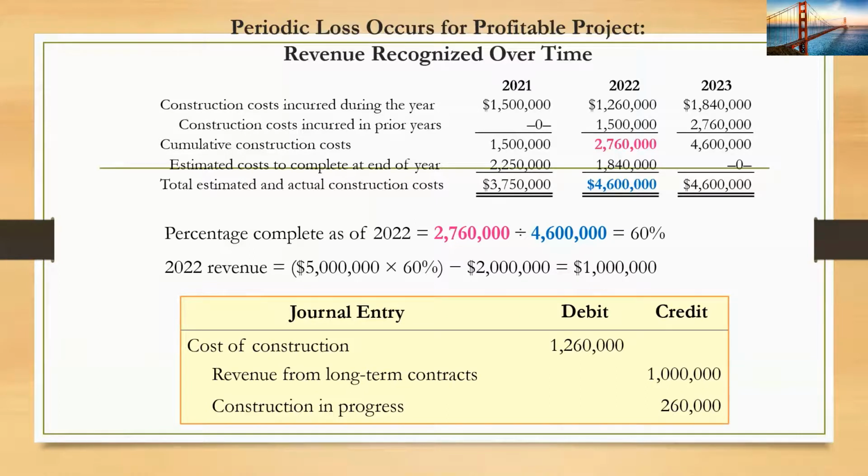And here you see the journal entry for those transactions. The cost of construction is debited for $1,260,000. Revenue from long-term contract is credited for $1 million, and construction in progress is credited for $260,000.